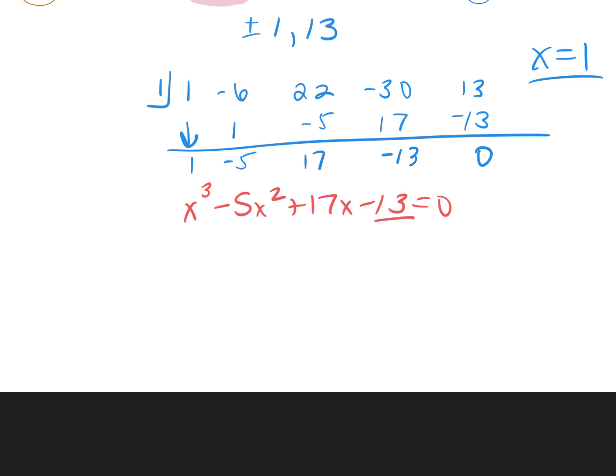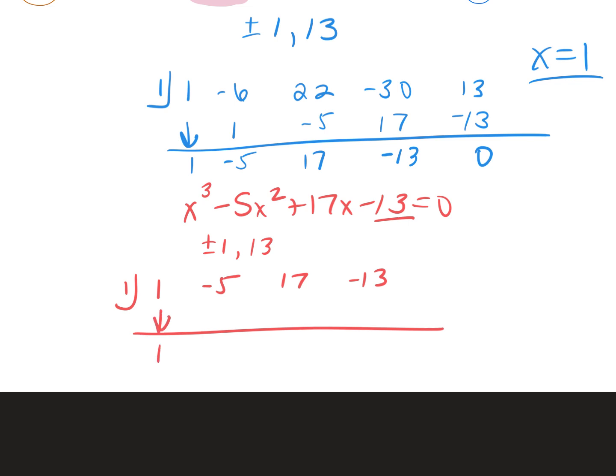Again, guys, last term is 13, so you're again with plus minus 1 and 13. I'm going to start with 1. So 1, negative 5, 17, and negative 13. 1 times 1 is 1. Negative 5 and 1 is negative 4. Negative 4 and 1 is negative 4. 17 minus 4 is 13. 13 times 1 is 13. Negative 13, positive 13 is 0.